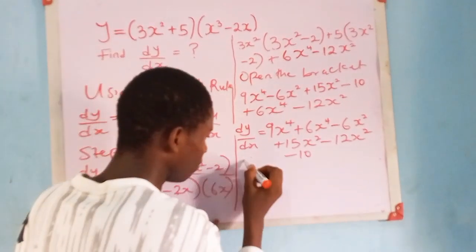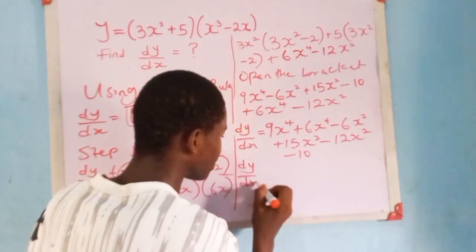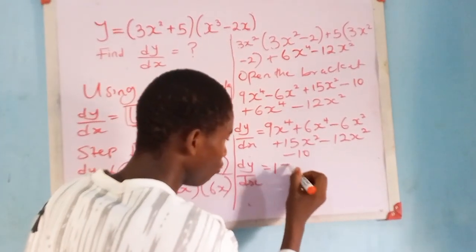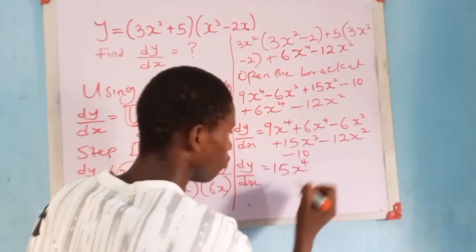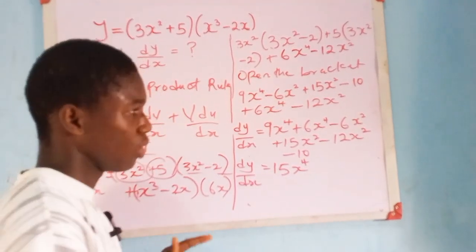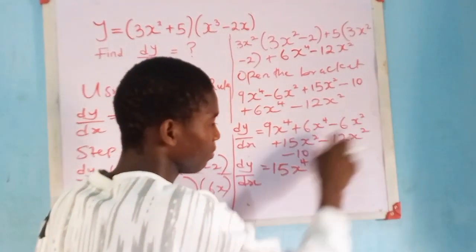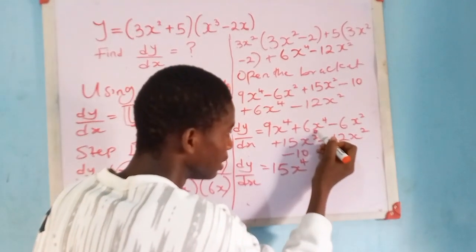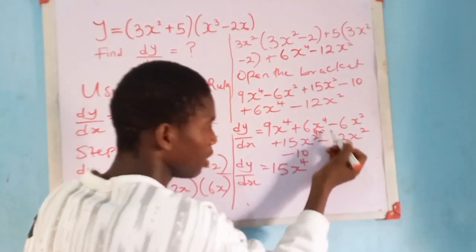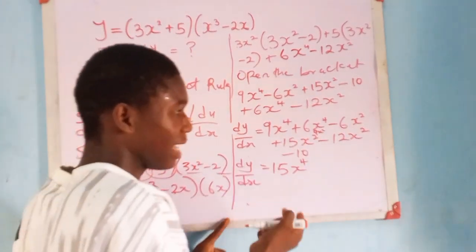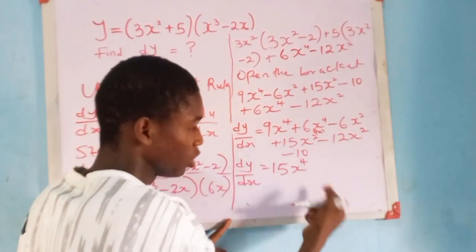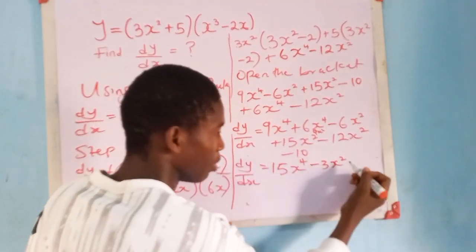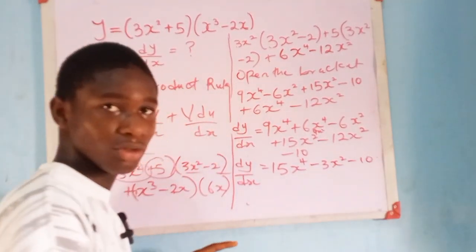So from this place I will have dy over dx is then equals to what? 9 plus this is going to give me what? 15x raised to the power of what? 4. Am I communicating? Now we have what? Minus 6x squared plus 15x squared, which is going to give us what? We're going to be getting what? 9 here. That's 9x squared. If we do this and this, we're going to be getting 9x squared. So if we minus it from here, we're going to be having minus 3x squared. Then we have our last number, which is what? Minus 10. You understand me?